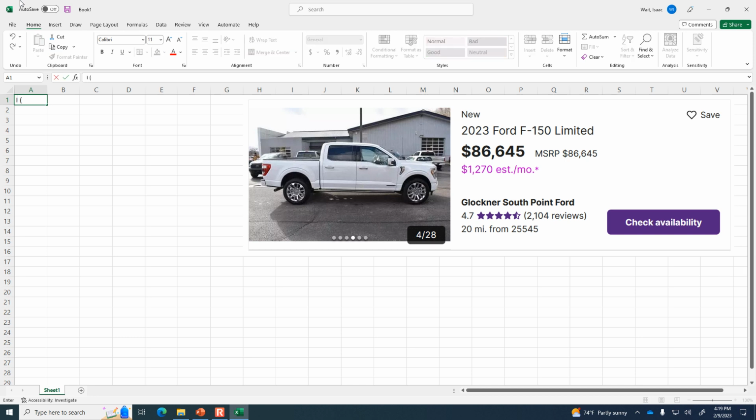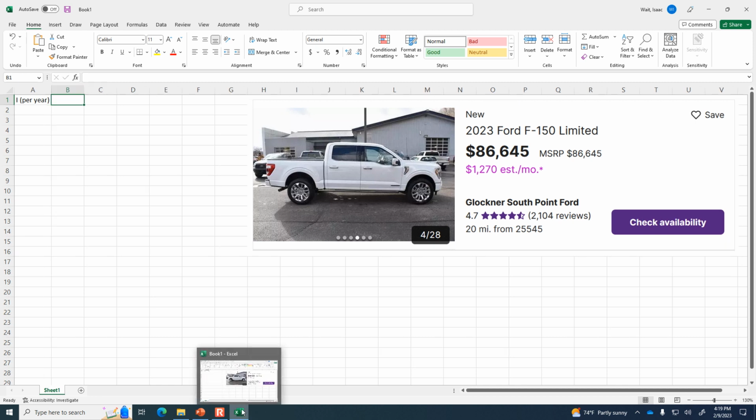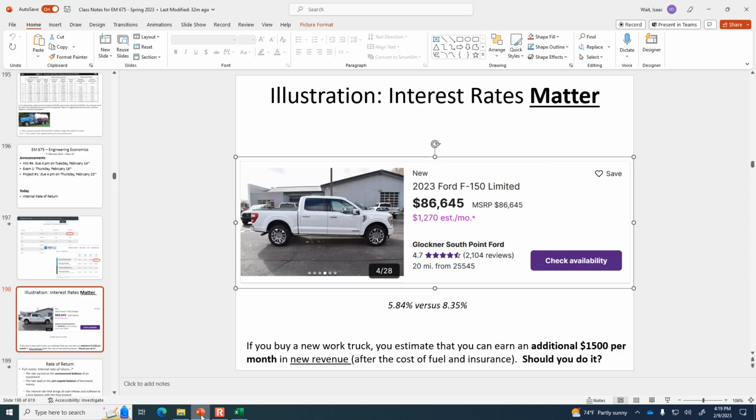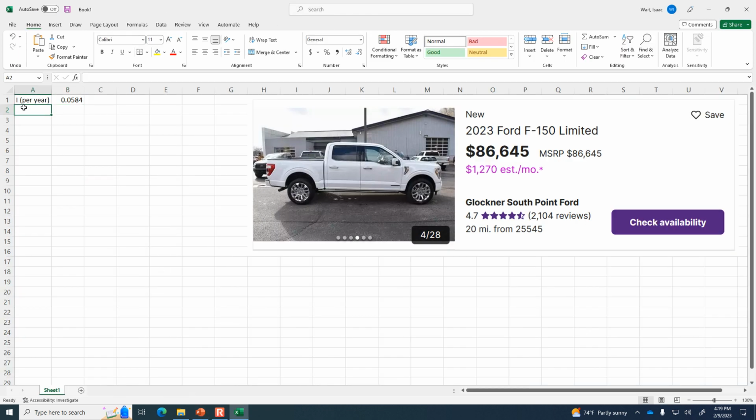Okay, so the interest rate per year, we're going to define here. These interest rates that are specified, that's the APR, the annual percentage rate. Let's look first at the lower one from PenFed, which was 5.84, if I remember correctly. The other one's going to be 8.35. What if this is our interest rate per year, but the payments are per month? So the interest rate per month is that divided by 12.